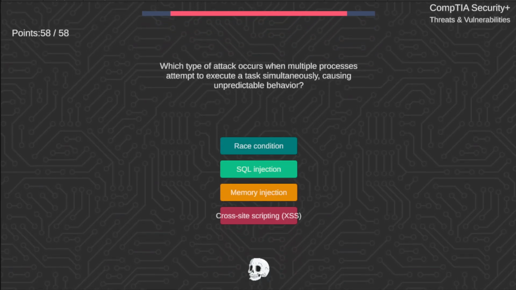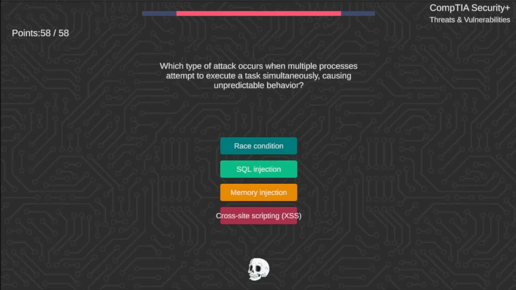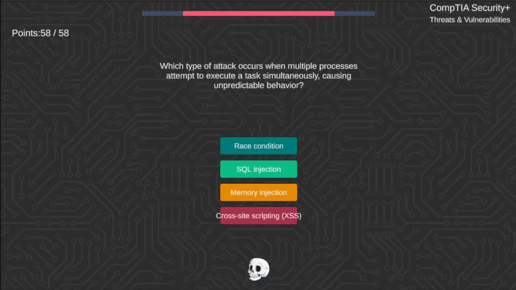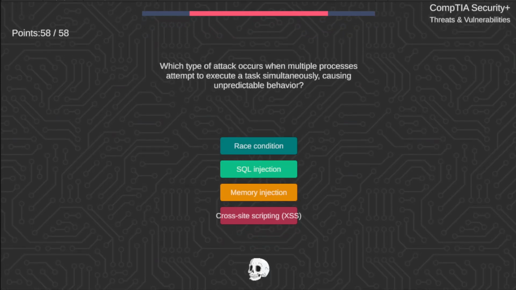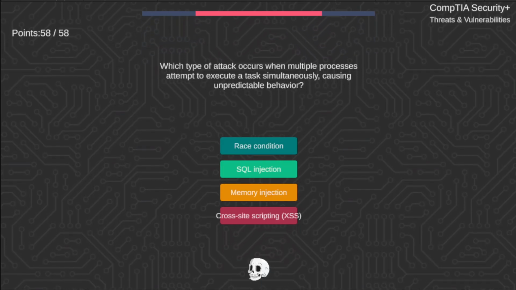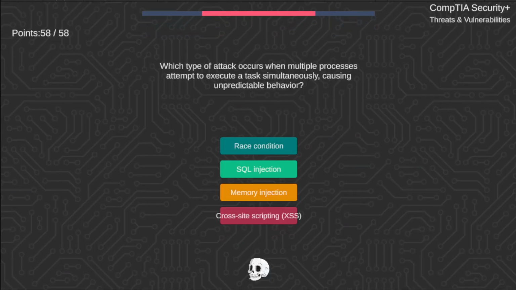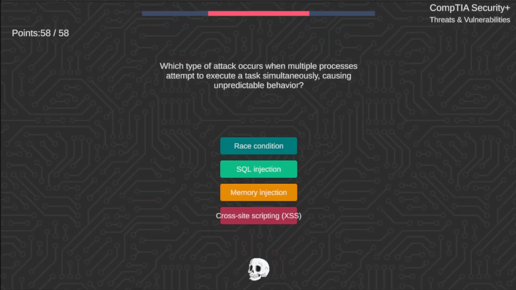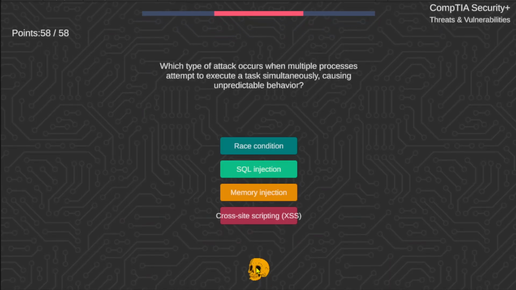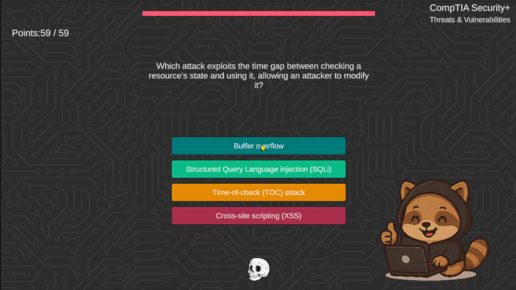Which type of attack occurs when multiple processes attempt to execute a task simultaneously, causing unpredictable behavior? Race condition, SQL injection, memory injection, or cross-site scripting? Multiple processes attempt to execute a task simultaneously. Correct answer is race condition.